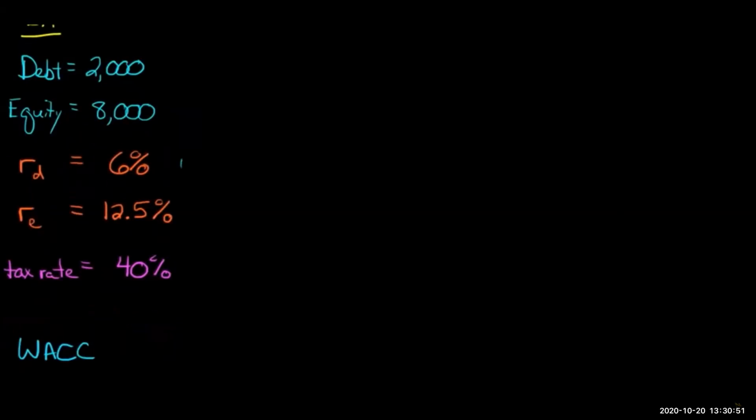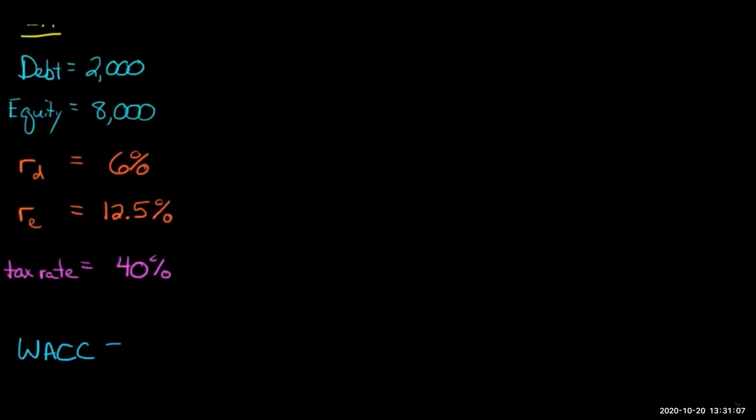We can't just take these two, add them up and divide by 2, right? Why can't we do that? Because debt is only $2,000 of the financing and equity is $8,000. I hope you understand the concept behind why we're doing this.